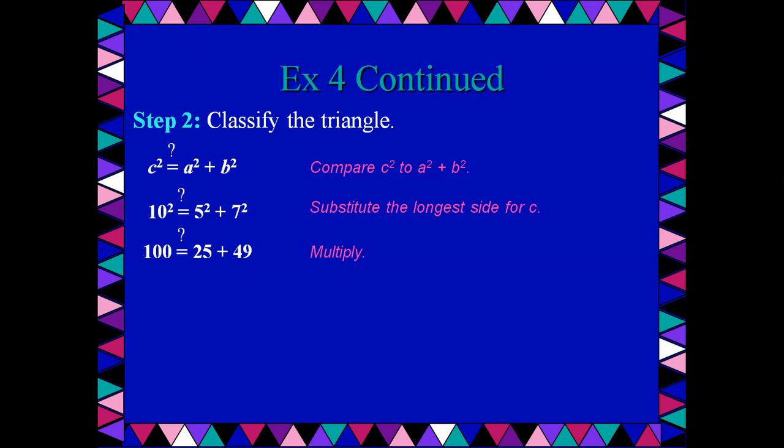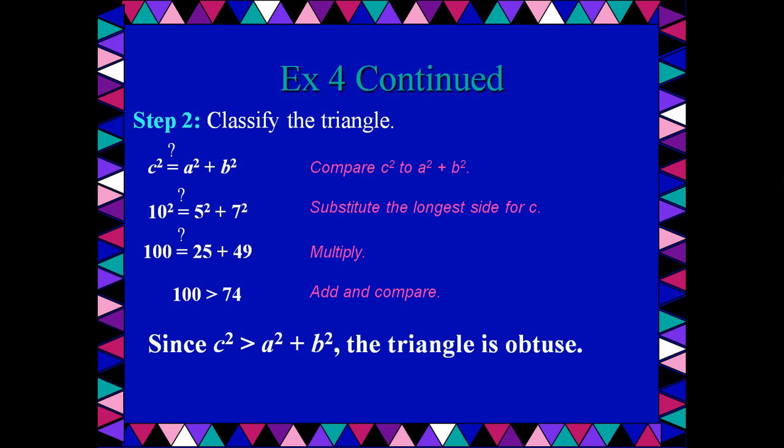Multiply. Is 100 equal to 25 plus 49? Well, we add and compare, and we get that 100 is greater than 74. Since c squared is greater than a squared plus b squared, the triangle is obtuse.